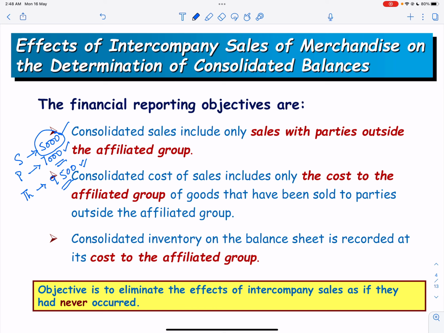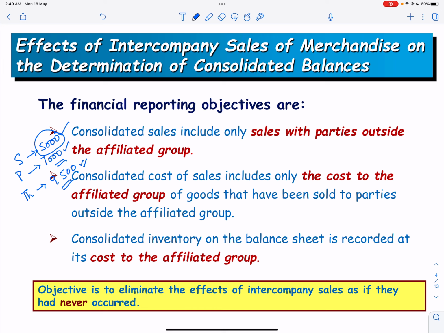because the cost to the affiliated group is 5,000 and not 7,000. The consolidated inventory on the balance sheet is recorded at its cost to the affiliated group, as in accounting we look at the affiliated group. Thus, the objective is to eliminate the effect of intercompany sales as if they never have occurred.